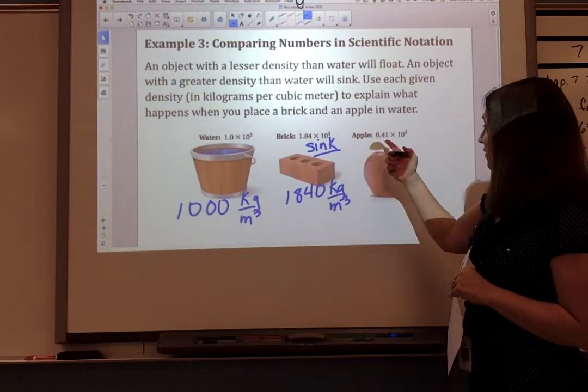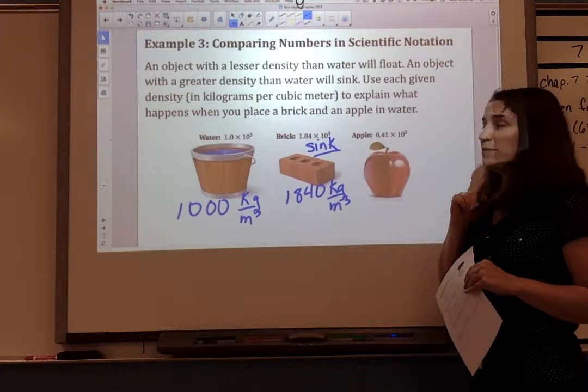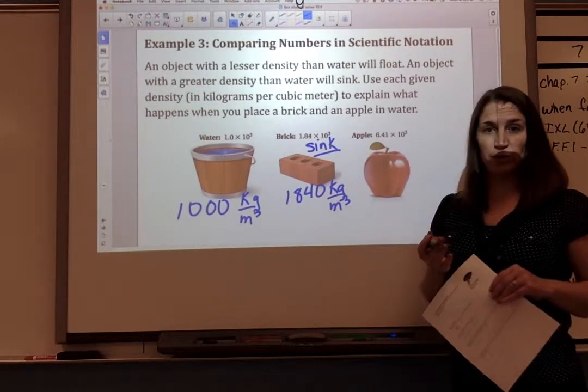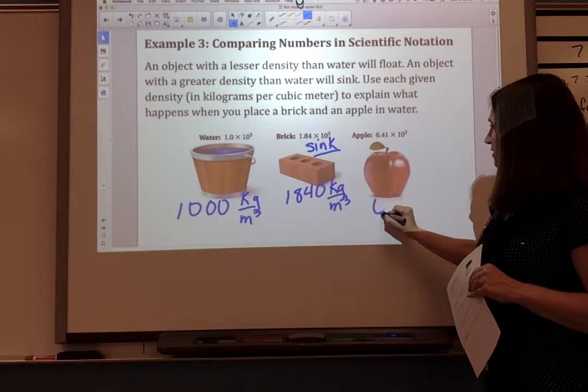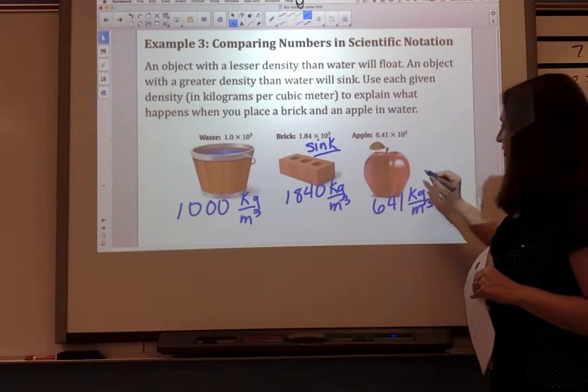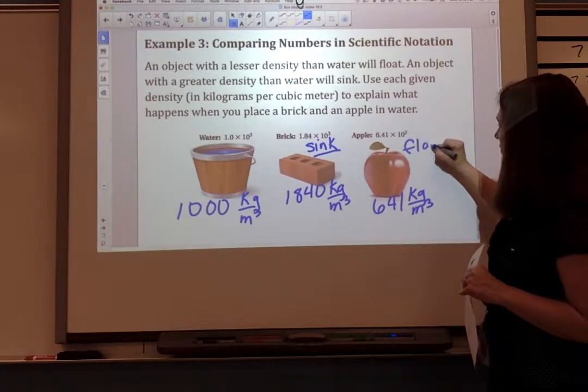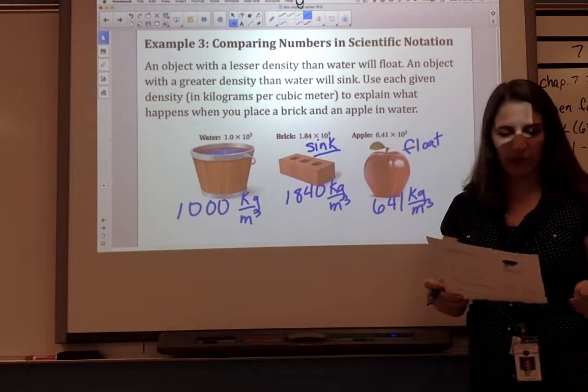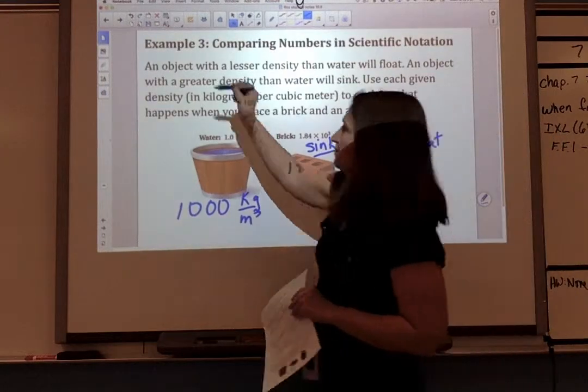The apple, on the other hand, is only 6.41 times 10 to the 2nd power kilograms per cubic meter. So that's 641 kilograms per cubic meter. So that apple should float. If you've ever bobbed for apples, you probably knew that too.